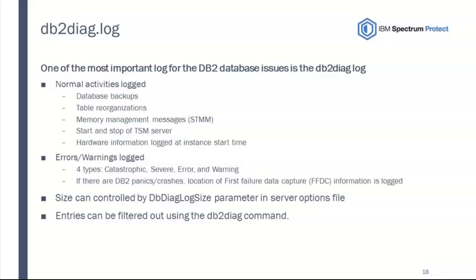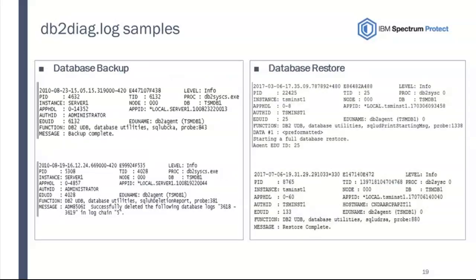I am just moving to the next slide, 19. Here I have shown an example of DB backup and restore messages that occur in db2diag.log. You can check when the backup started, when it completed, when the restore started, and when it completed. And if you see any failure, you will receive the error code in these messages. So this is just an example of database backup and restore messages.